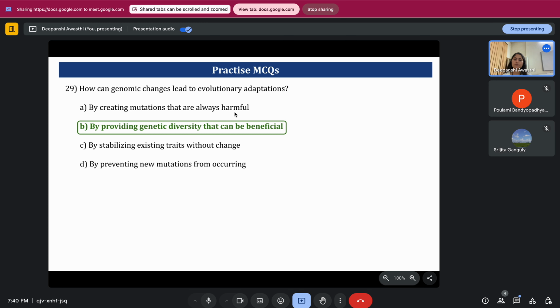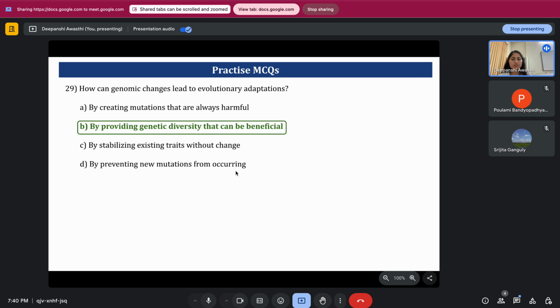It will get lost. By stabilizing existing traits without change. This is also not true, because it is not stabilizing existing traits. Genomic changes have some influence, so they do not stabilize it. They provide us some advantage so that we can adapt to new changes. That's why these are mostly favored.